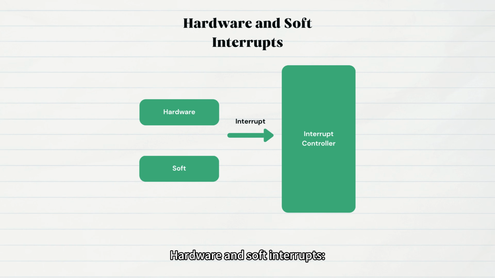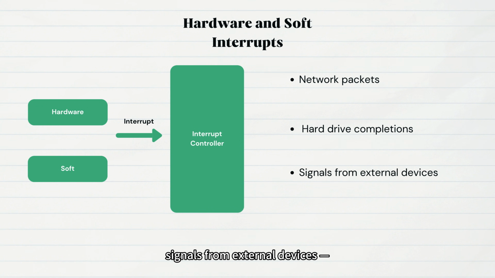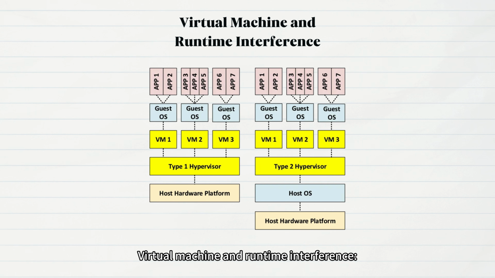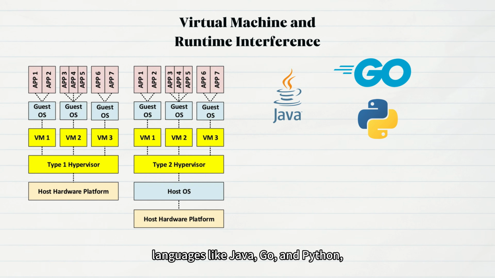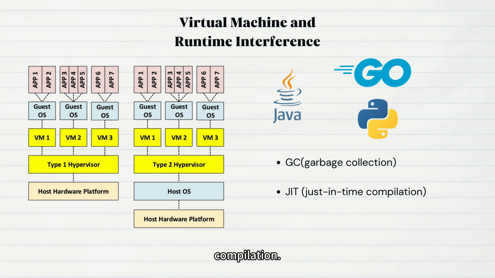Hardware and soft interrupts: network packets, hard drive completions, signals from external devices all force the CPU to pause your program and handle the interrupt. The overhead is random and uncontrollable. Virtual machine and runtime interference: languages like Java, Go, and Python, which run on VM or interpreters, can experience much greater performance variability than compiled languages like C or C++, due to factors like random garbage collection triggers and the initial compilation overhead of just-in-time compilation.